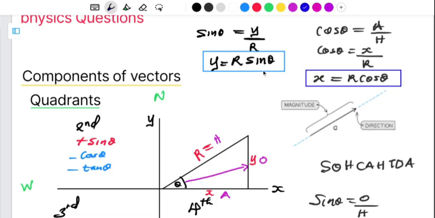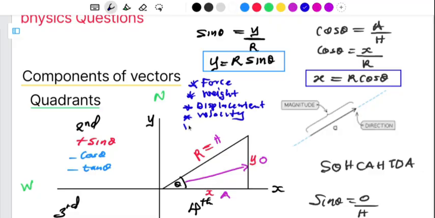When I say it can be anything, we have to talk about examples of vectors. For example, we have force as a vector quantity. We also have weight as a vector quantity. We also have displacement as a vector quantity. Apart from displacement, we also have velocity as a vector quantity. We also have acceleration as a vector quantity, and so on. These are the only ones which I'm going to talk about in this lecture video.